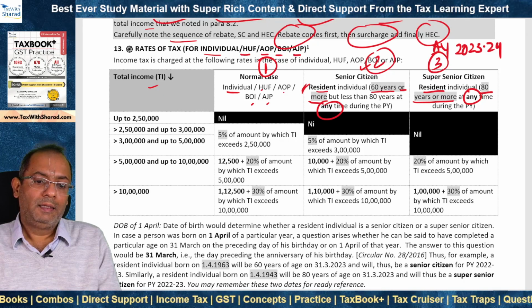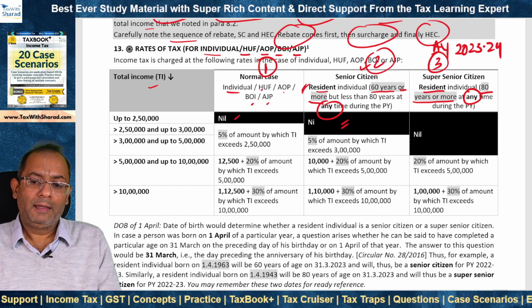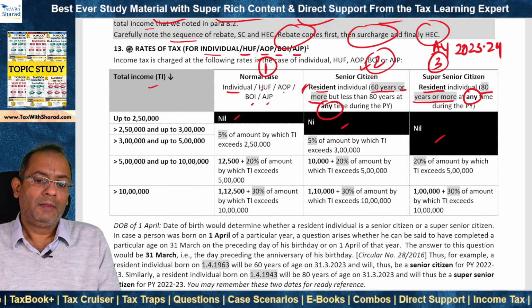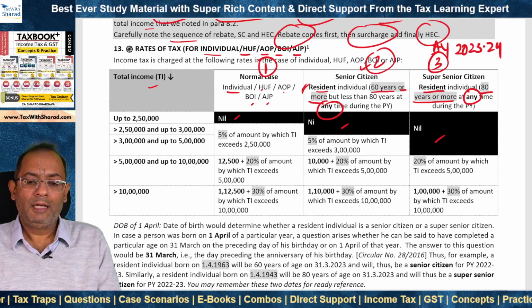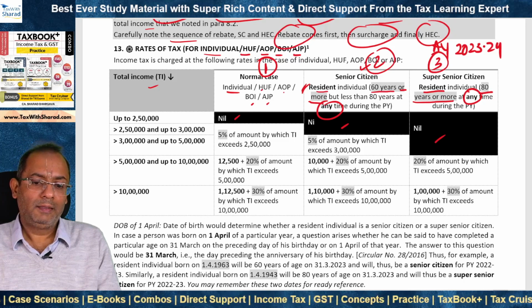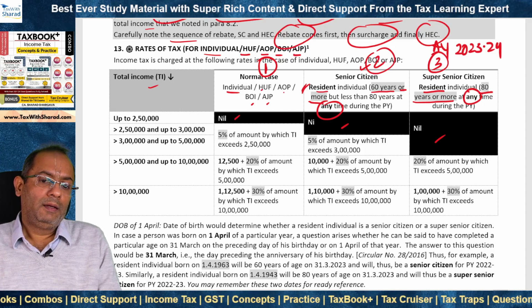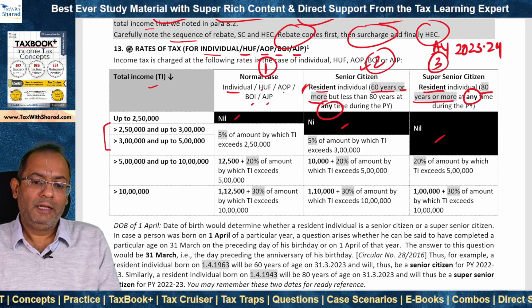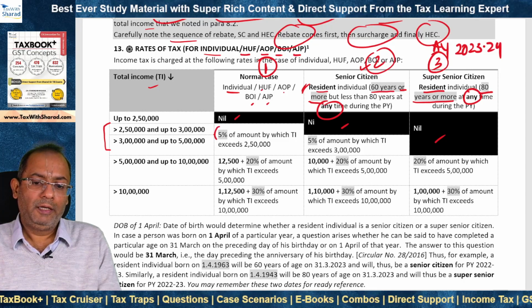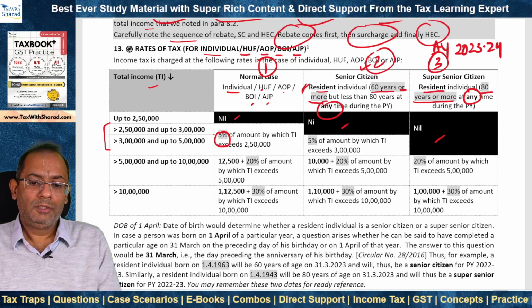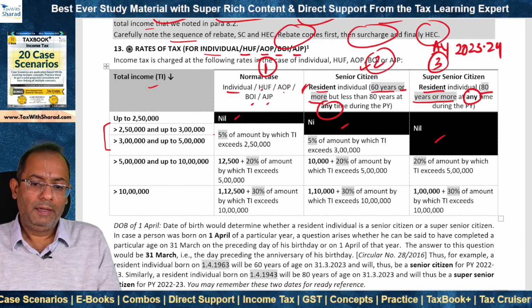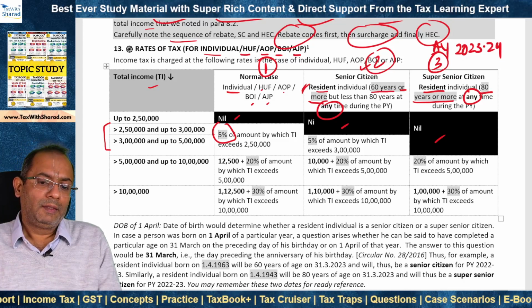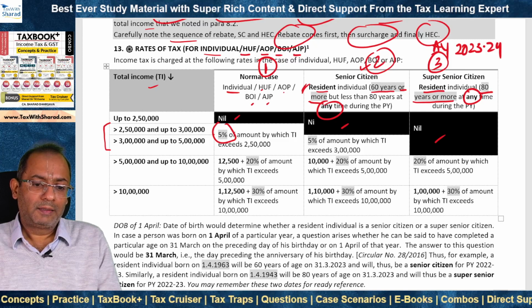Basic exemption limit is 2,50,000 in a normal case, 3 lakh in the case of senior citizen, 5 lakh in the case of super senior citizen. That means no tax is leviable up to the total income of 2,50,000 or 3 lakh or 5 lakh. This is called the basic exemption limit. Tax rate is nil. Now looking at the normal case where the total income is more than 2,50,000 and up to 5 lakh, the rate of tax is 5% of amount by which total income exceeds 2,50,000. So total income minus 2,50,000 and 5% of that. It comes to the amount of tax.